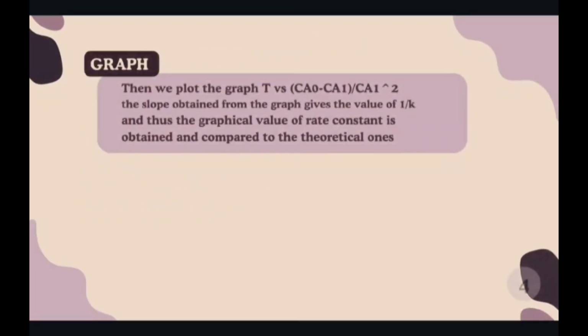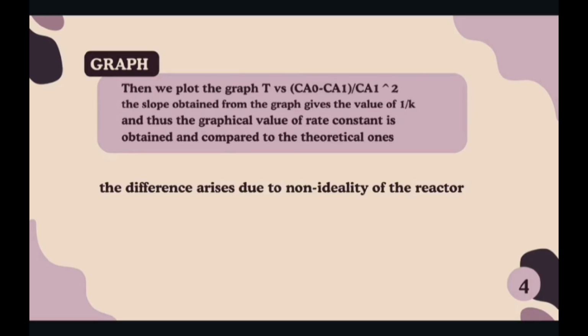Henceforth, we plot the graph between tau and (Ca0 minus Ca) upon Ca square. The slope obtained from the graph gives the value of 1 by k, and thus the graphical value of the rate constant is obtained. Then it is compared to the theoretical one. The difference arises due to the non-ideality of the reactor.